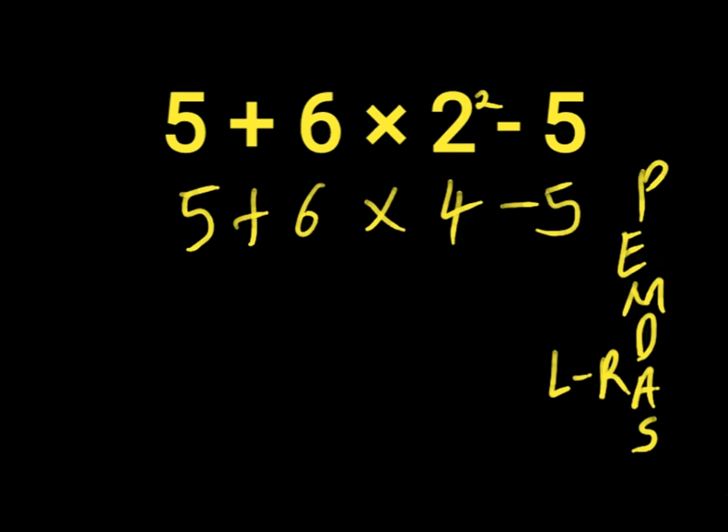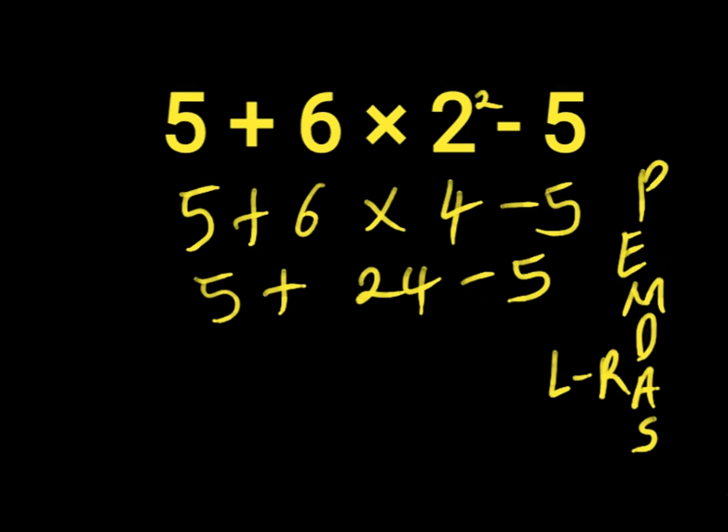So first of all, we solve our multiplication because it comes before addition and subtraction. So 6 times 4 will give us 24. Then bring down our 5 plus 24 minus 5.